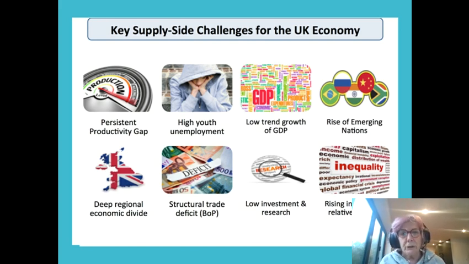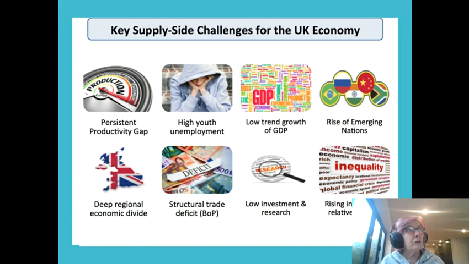We have a low trend growth of GDP compared to many developing nations. This is linked to the rise of emerging nations like China and India and South American nations as well, who are catching up and overtaking and doing all the things really well that we used to do. So how do we continue to compete with those nations? And in our own country, how do we tackle those regional economic divides? In the UK, the southeast is a much richer area than the north of the country, and again, that's not an uncommon feature in many economies.